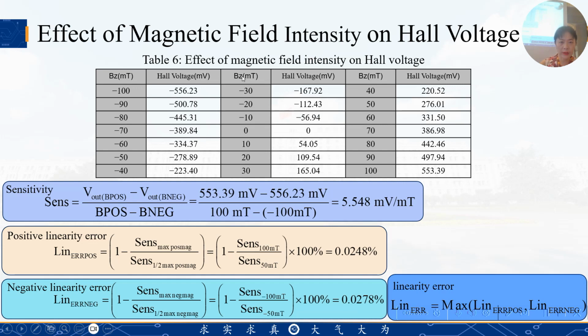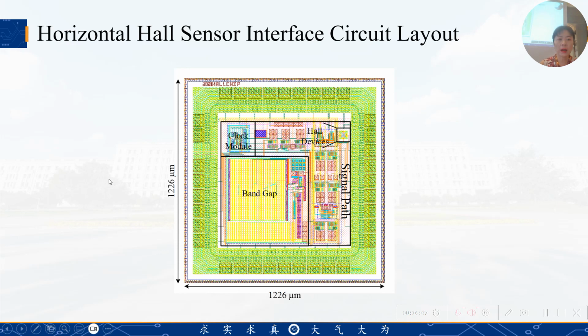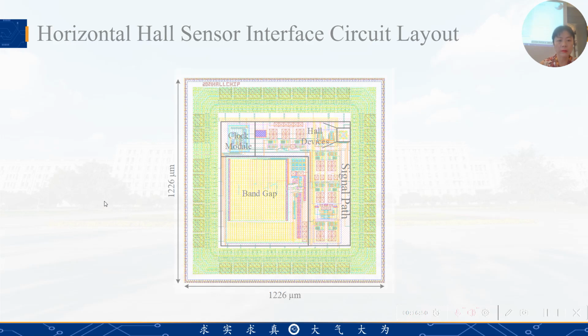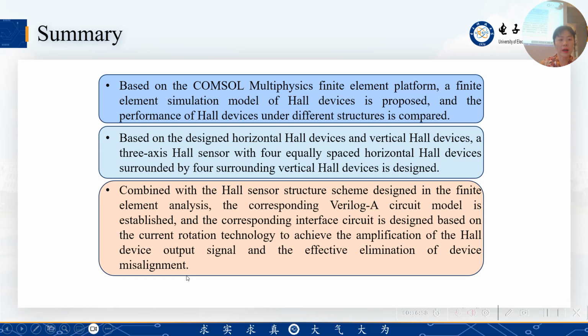And this is our conclusion about the effect of magnetic field intensity on Hall voltage. At last, we can say that the sensitivity temperature drift is about 0.045 percent. This is our interface circuit layout. This is the summary of parameters of all of the Hall sensors. So this is our summary. Thank you very much.